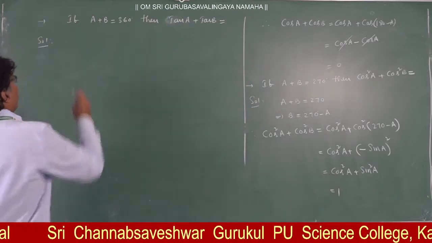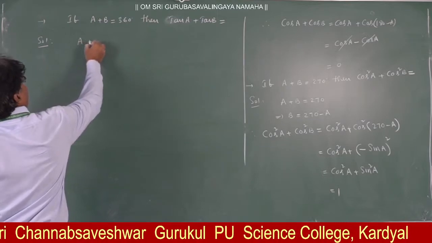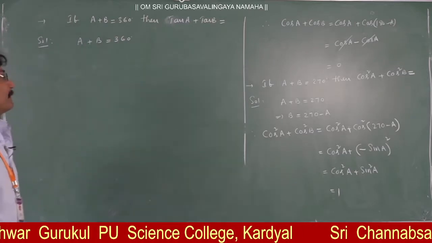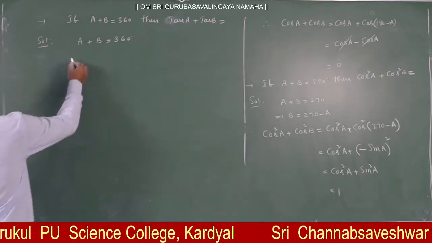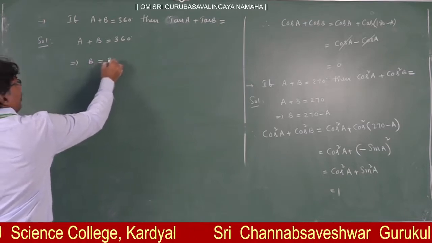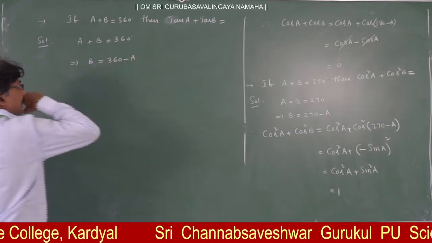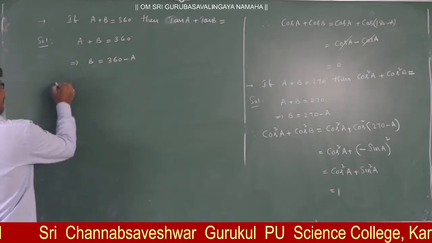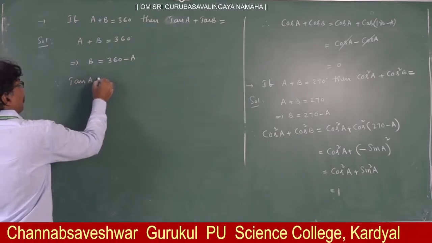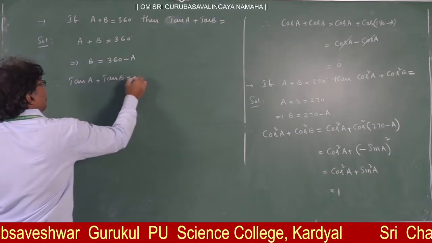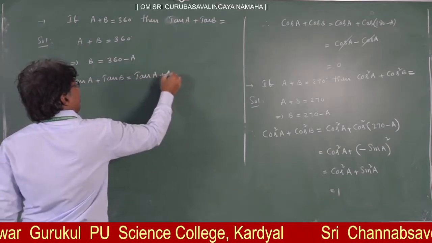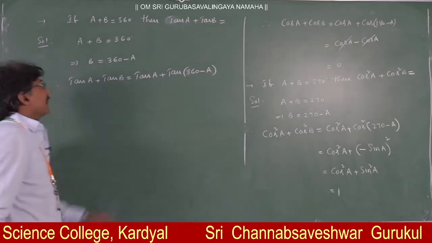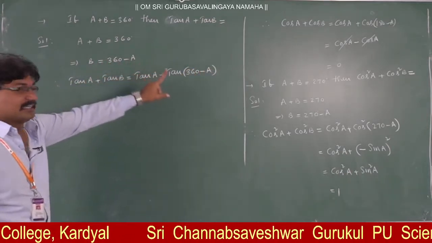Okay. First, the given function: a plus b is equal to 360 degrees. So first of all, find the value of b. b is equal to 360 minus a. Okay, what is our required value? Tan a plus tan b. That is equal to tan a plus tan of b, where b is equal to 360 minus a.